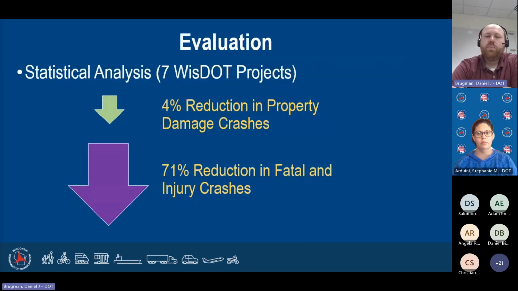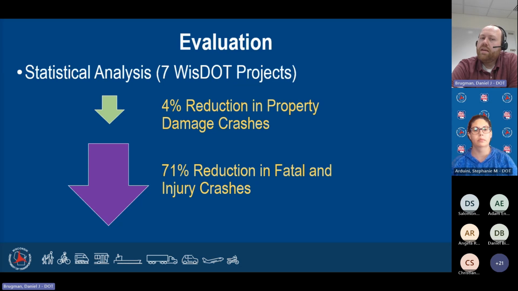Another evaluation that we performed: the University of Wisconsin TOPS Lab completed an evaluation of 7 WisDOT projects that were built using Highway Safety Improvement Program funding. This analysis used a more robust analysis method called empirical Bayes that isn't just a simple before-after. Empirical Bayes accounts for variations over time, such as fluctuations in crashes and traffic volumes.